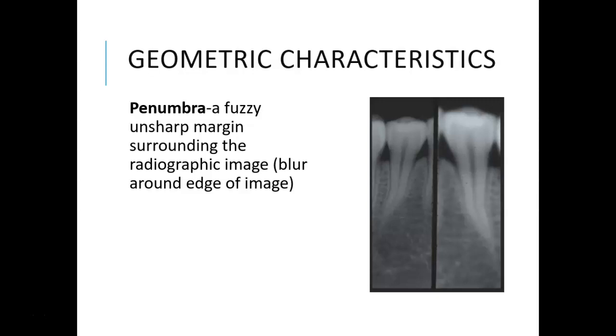But if we have everything right, if we have positioning of the film right, if we have settings right, if we have the source film space right, if the patient doesn't move, if the tube head doesn't move, all of these factors come together, then we'll minimize the penumbra.